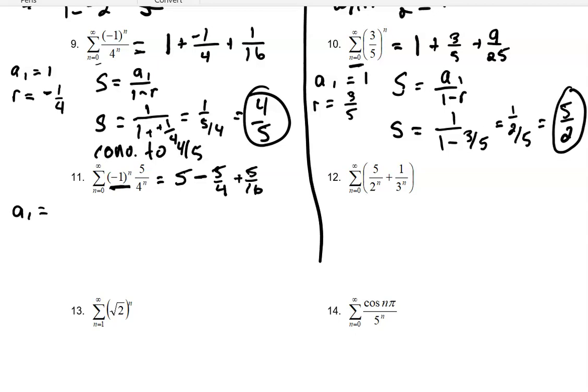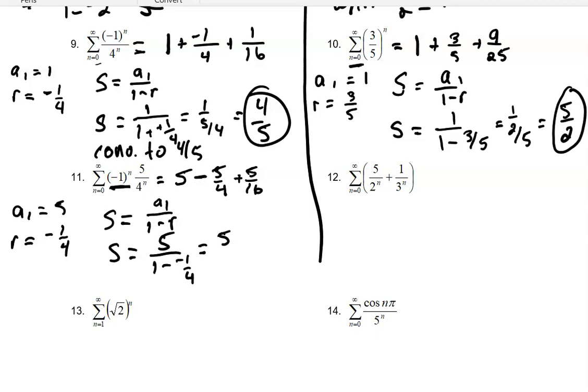So what we would see is our first term 5. Common ratio is a negative 1/4. We're multiplying each term by a negative 1/4. Absolute value of that is less than a 1, so we can go ahead with our sum. First term over 1 minus the ratio. First term is 5. Our common ratio is a negative 1/4. So we end up with 5 over 5/4. So our sum is 4. So we are converging to 4.